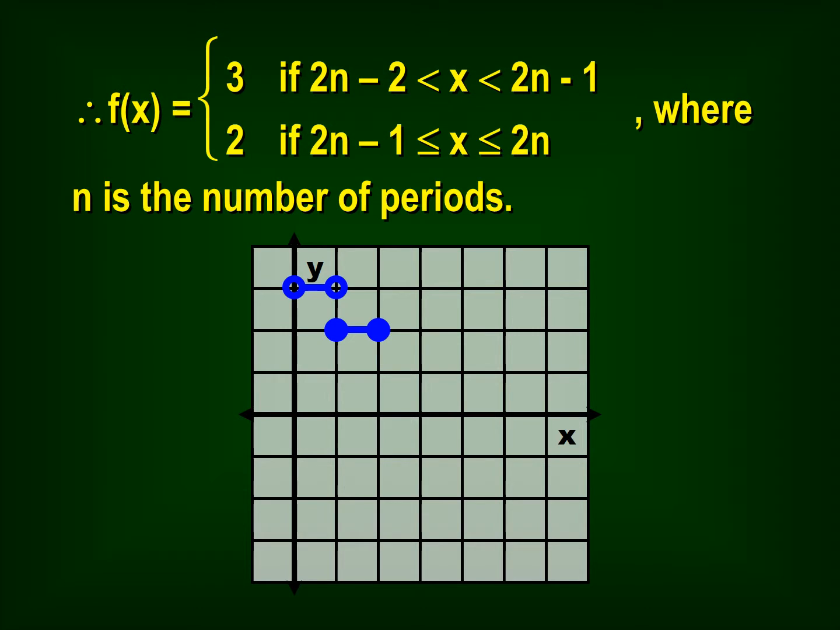So now we can look at our function. We're at 3 when we're between 2n minus 2 and 2n minus 1. And then after 2n minus 1, you go down here all the way until 2n.